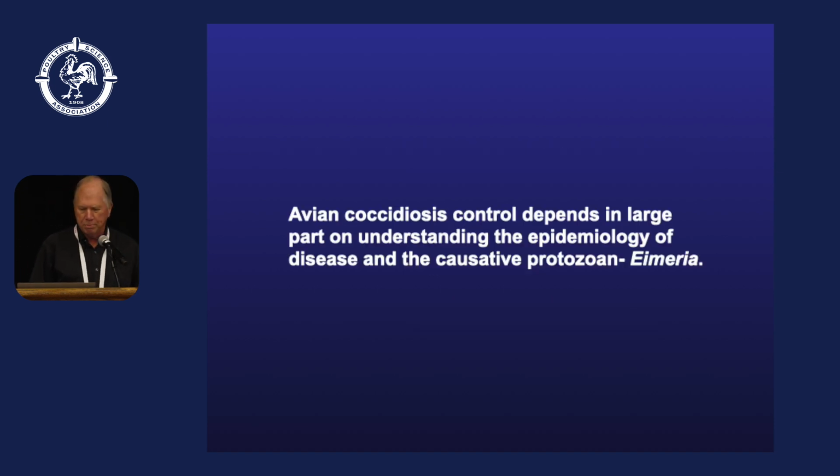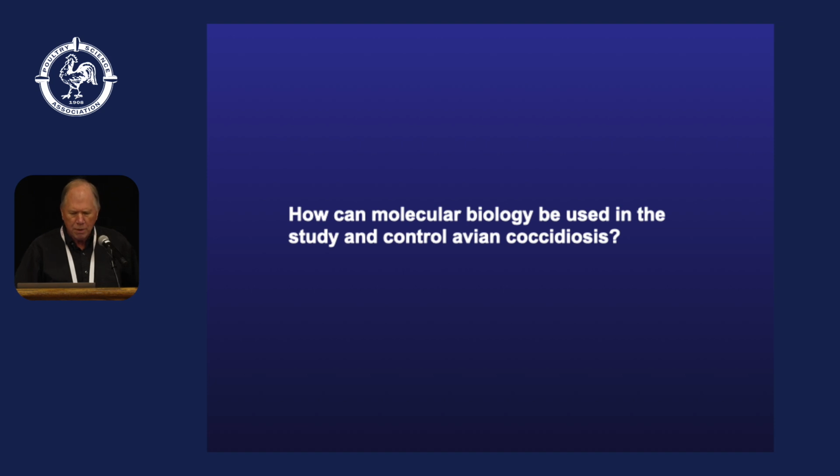So I'll just briefly go over things that most of you probably know anyway, but coccidiosis control depends in large part on understanding the epidemiology of the disease and the causative protozoan Eimeria. So you might ask, how can molecular biology be used to study and control avian coccidiosis?